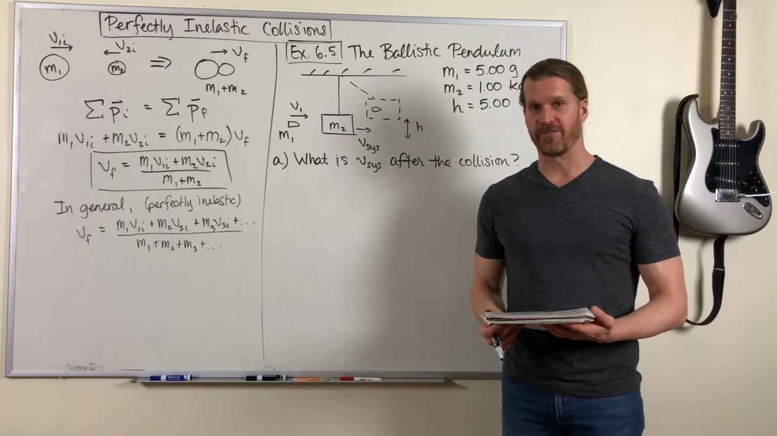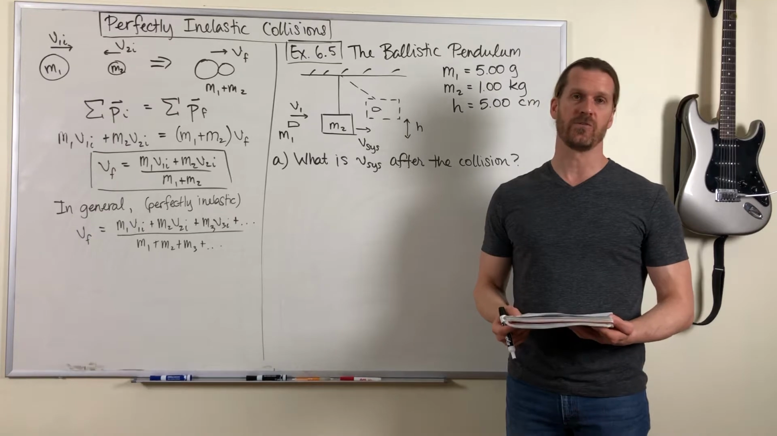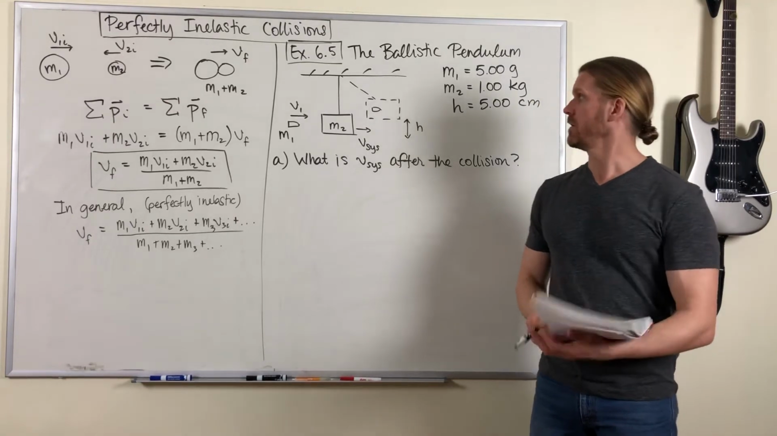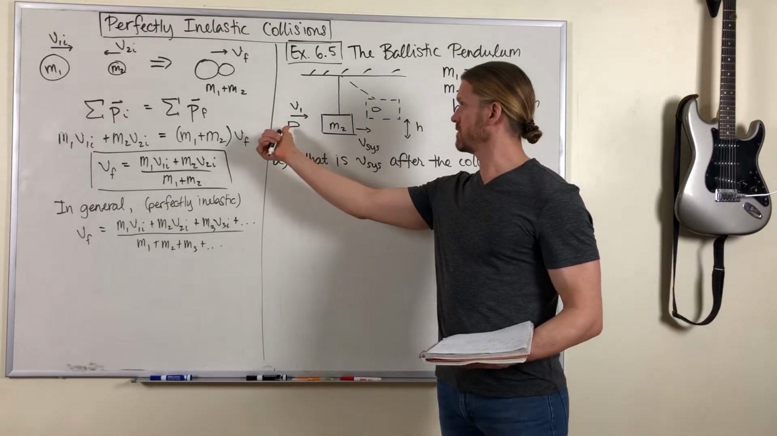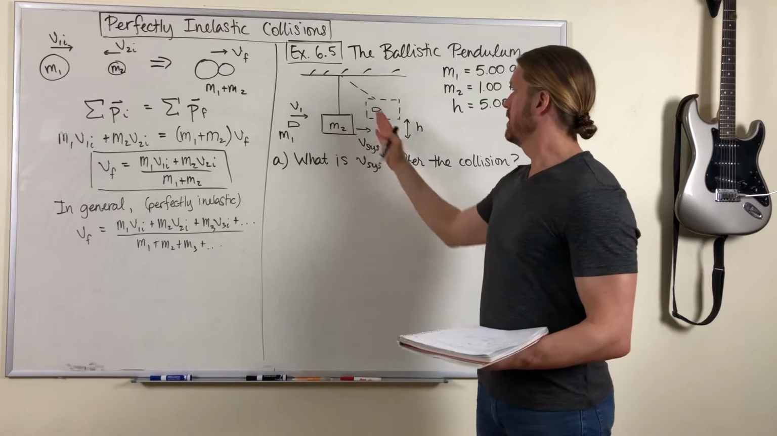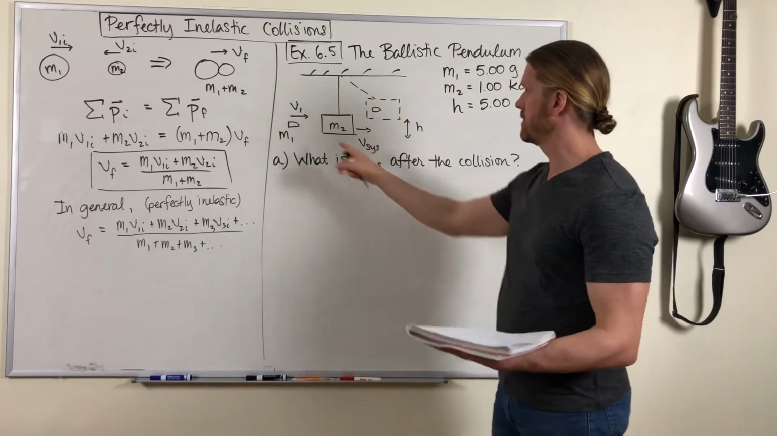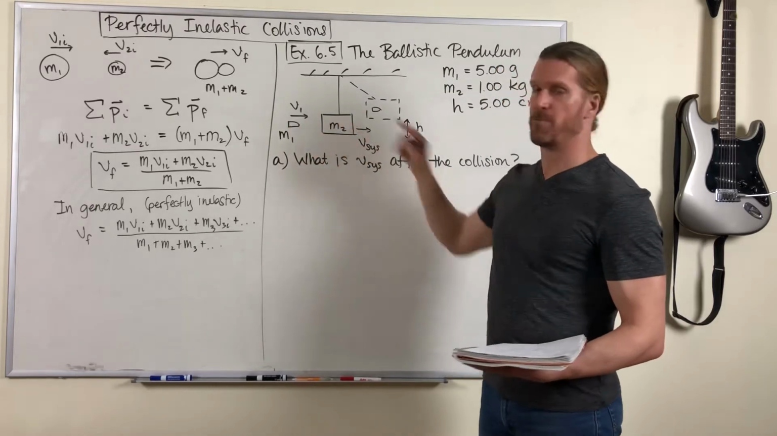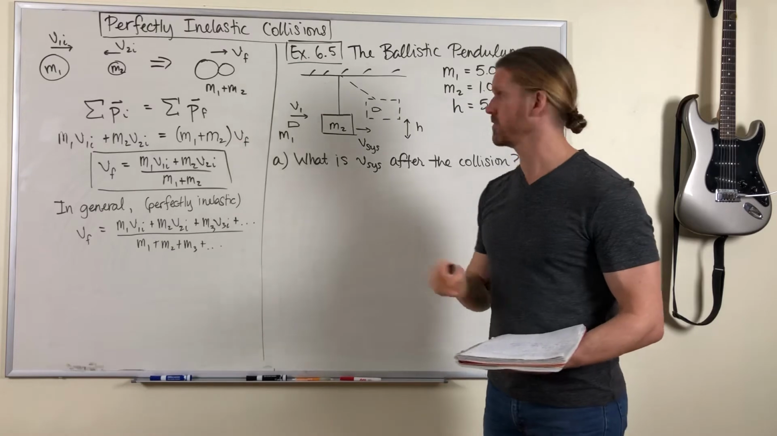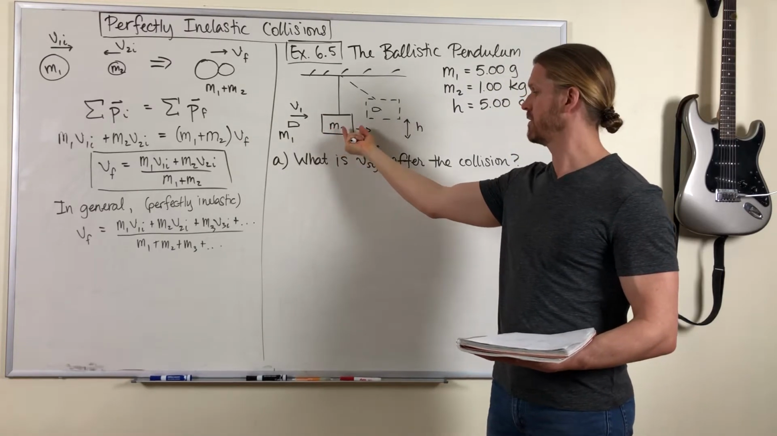Example 6.5, the ballistic pendulum. This is a device you can use to measure the speed of projectiles, like bullets. The way it works is you shoot a bullet at a block of material that's hanging with a string or rope or something. That bullet gets embedded into that block in a perfectly inelastic collision. And then those two objects move together.